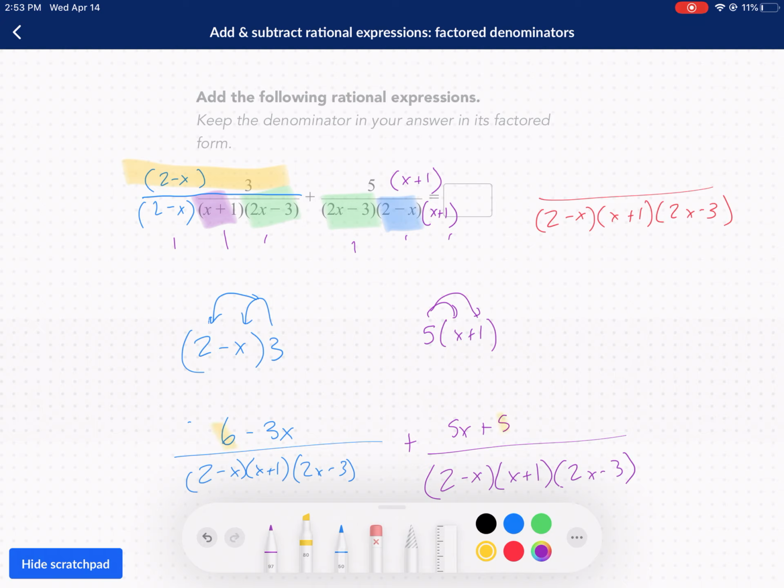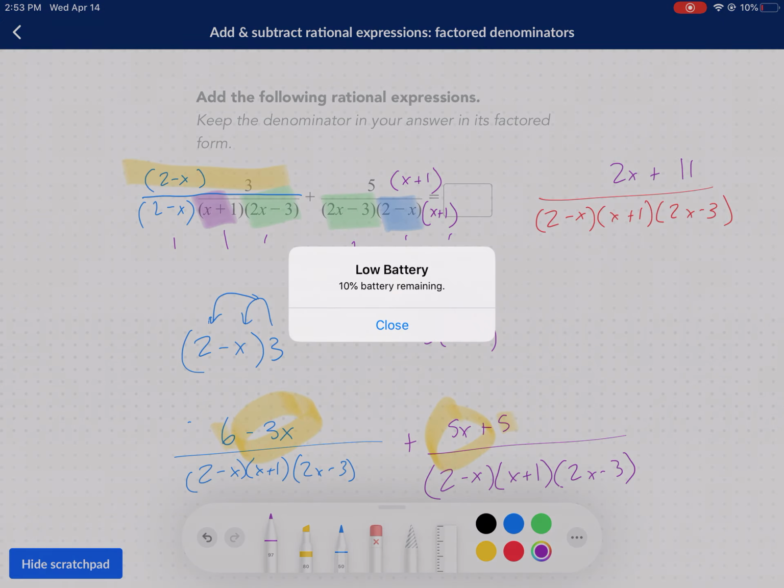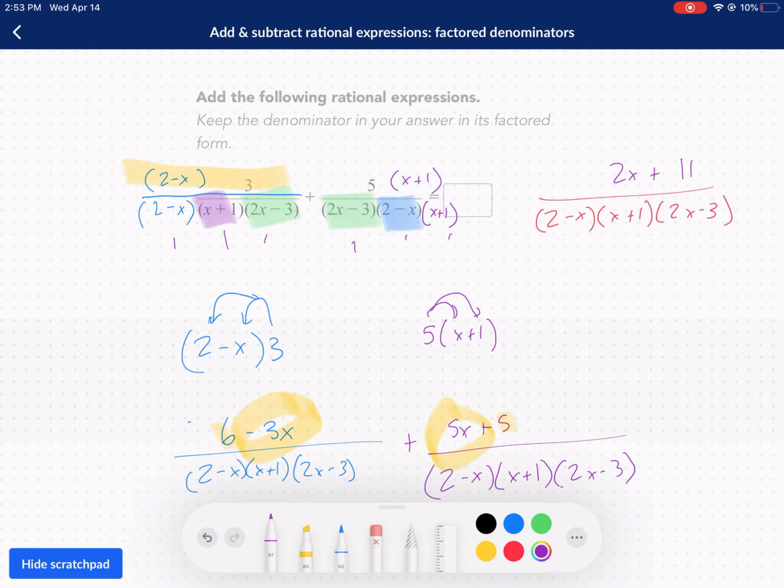So we have 6 plus 5, because it's plus, we don't need to worry about changing anything else. And that gives us 11. Okay, 6 plus 5 is 11. Then we're going to add 5x and negative 3x. Well, that's going to give us a positive 2x plus 11. Low battery, we'll finish before then. So that's our answer. We can leave it in its factored form. So we get 2x plus 11 over all of that.